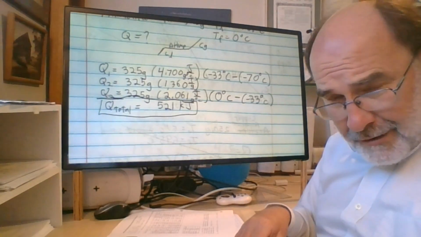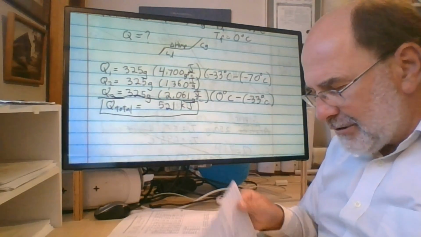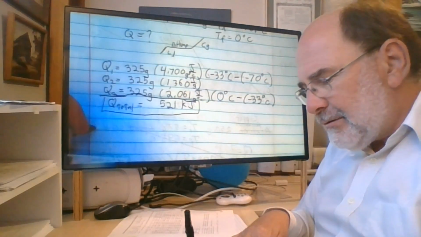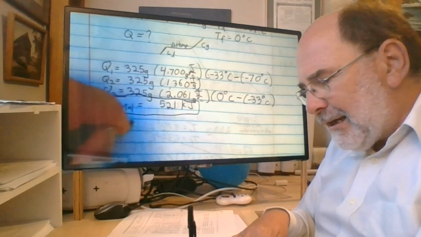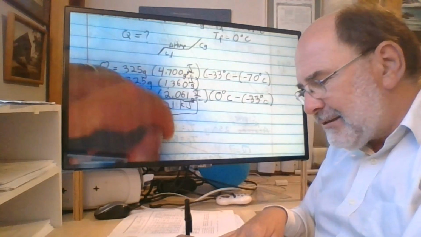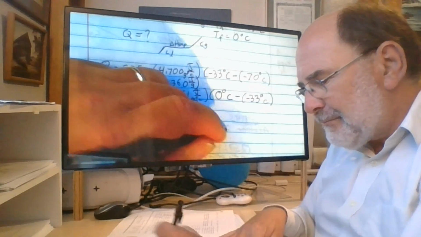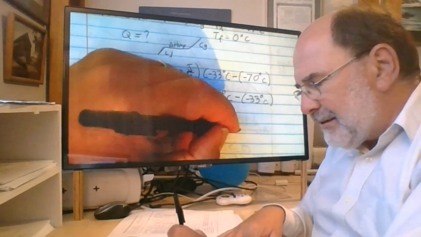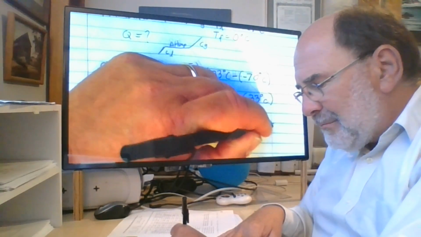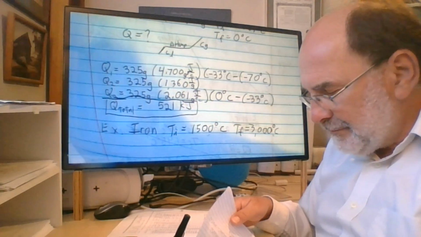Oh, but let's not stop there. Let's do another example. Please, Mr. Turk, please. So I scribbled down that I was going to do iron. So here's the next example. I've got iron, and I said, let's start that one at 1500 degrees Celsius. And let's take that up to 3000 degrees Celsius, making me wonder if I am doing this correctly.